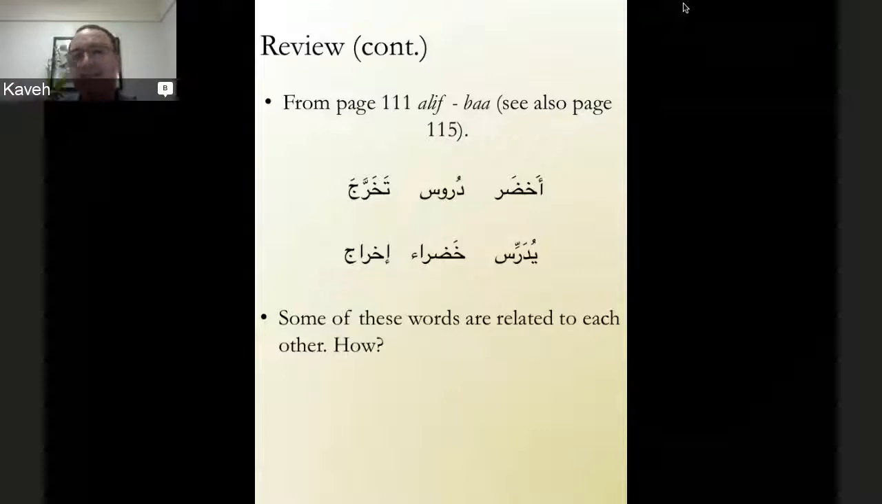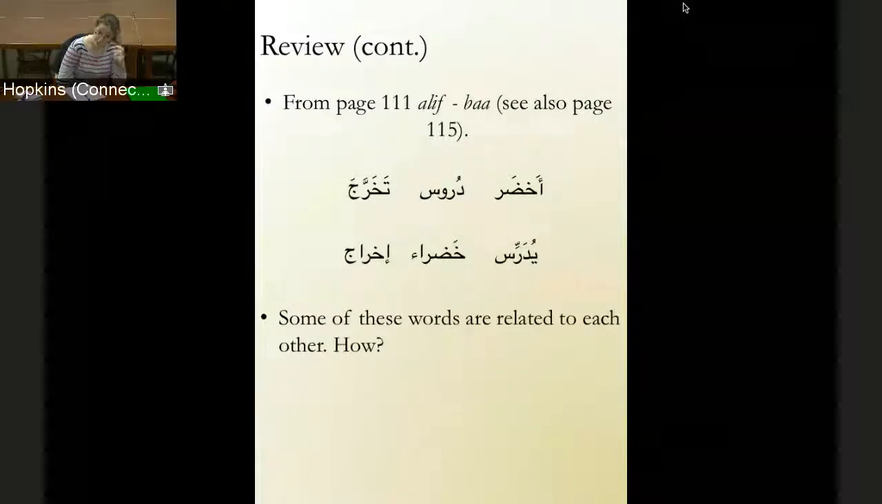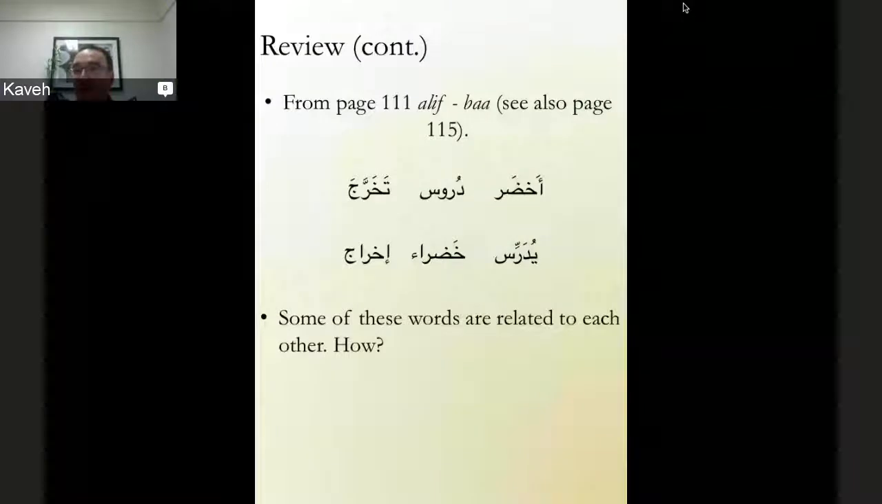And that leaves the last two, taharraja and ikhraj, right? So the question is, if you've never seen these words before, how can you tell that they're related to each other? Where's the flag that flags them as belonging to the same family? Yes, Maya. The stem. The three-letter stem. That's exactly right.